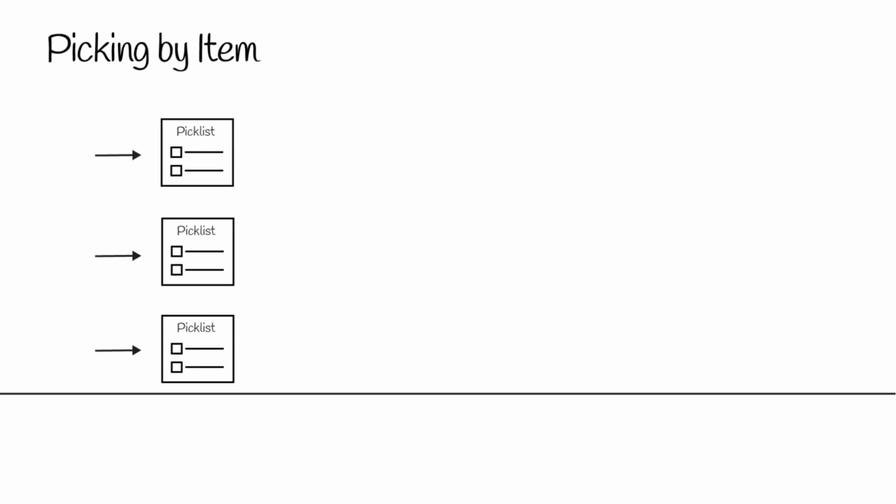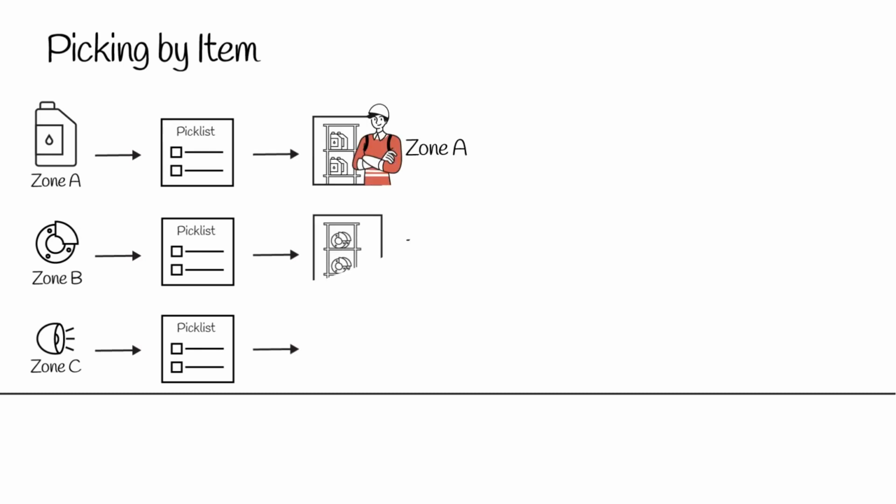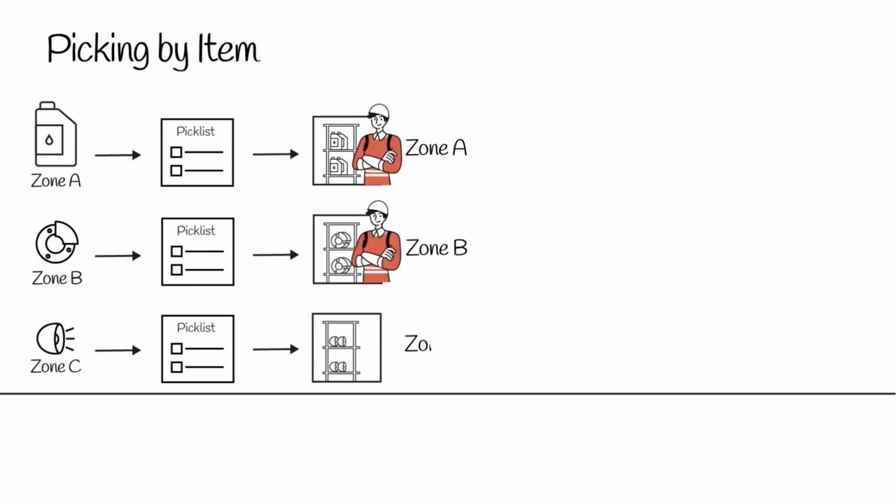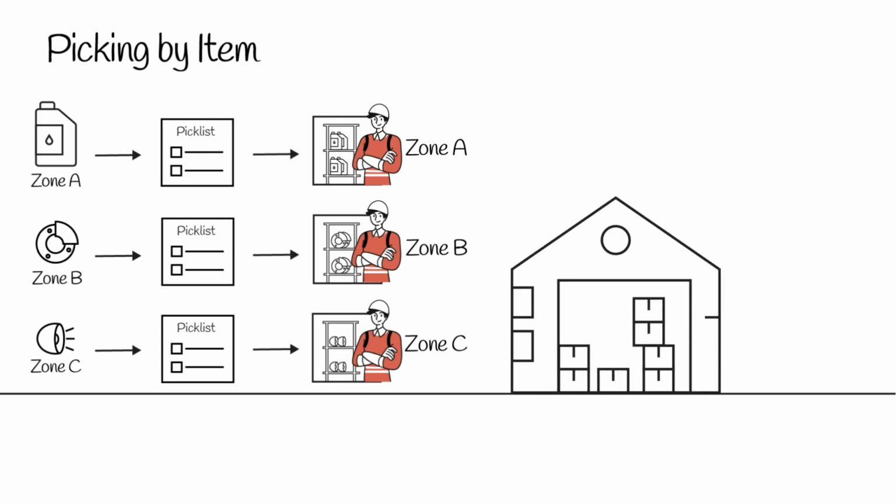3. Picking by item. In this approach, individual pick lists may be generated for each item you sell, and are assigned to the workers in charge of the appropriate zones where the items are located within the warehouse. This is mainly adopted by those businesses with large warehouses that sell items in bulk.